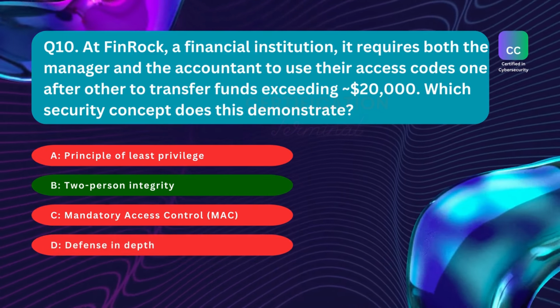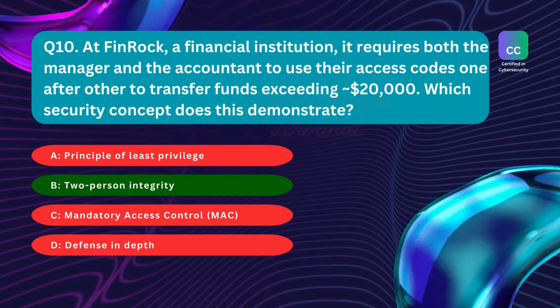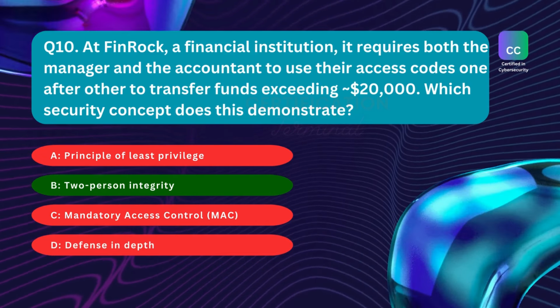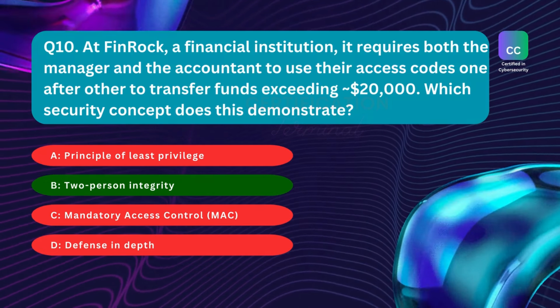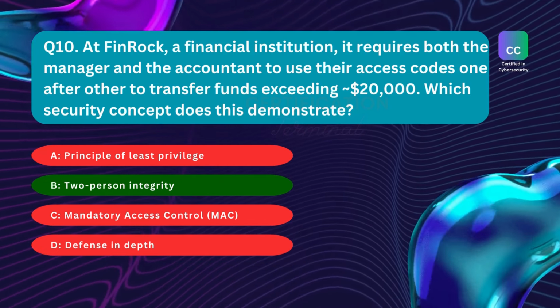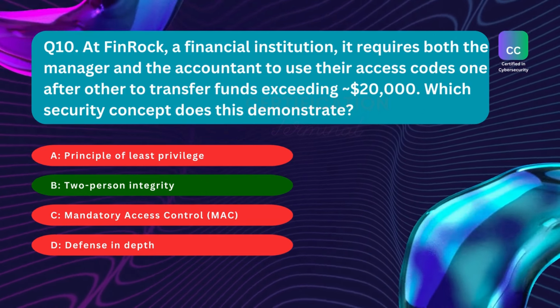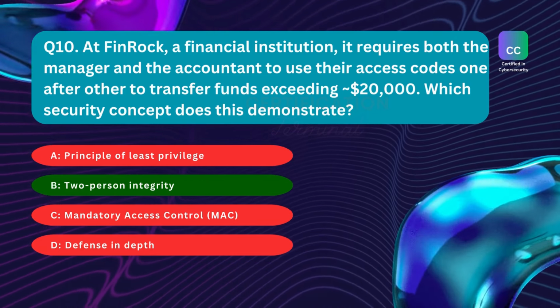Option D, defense in depth, is incorrect. This strategy involves using multiple layers of security controls to protect information and systems. In this scenario, we're not looking at multiple layers of security but a specific control measure involving two individuals.